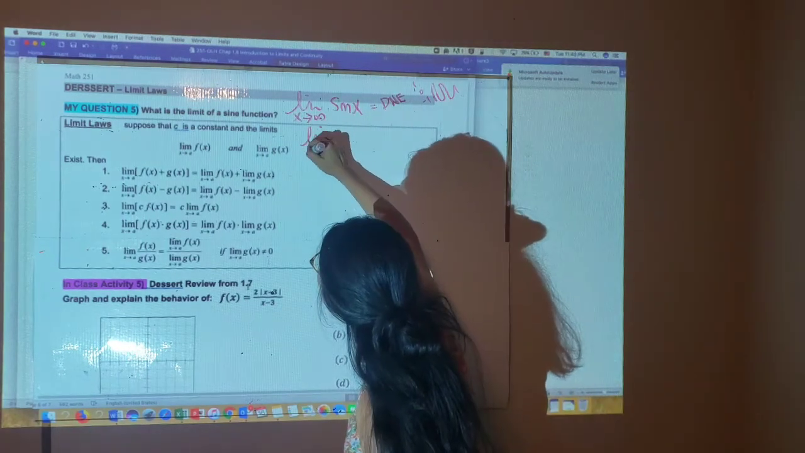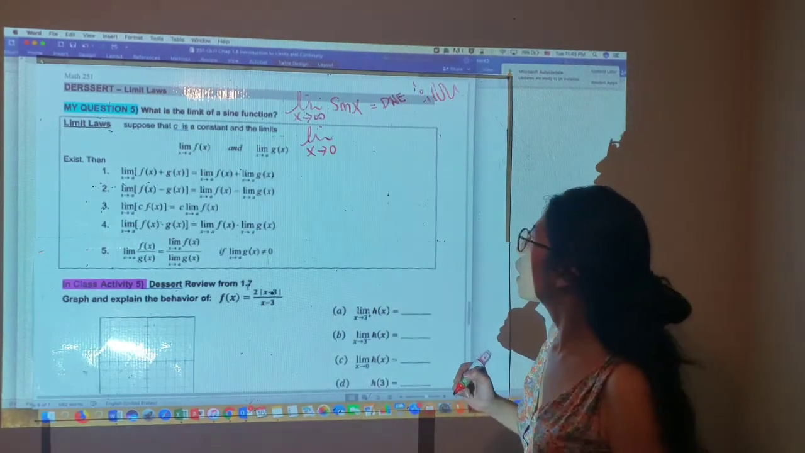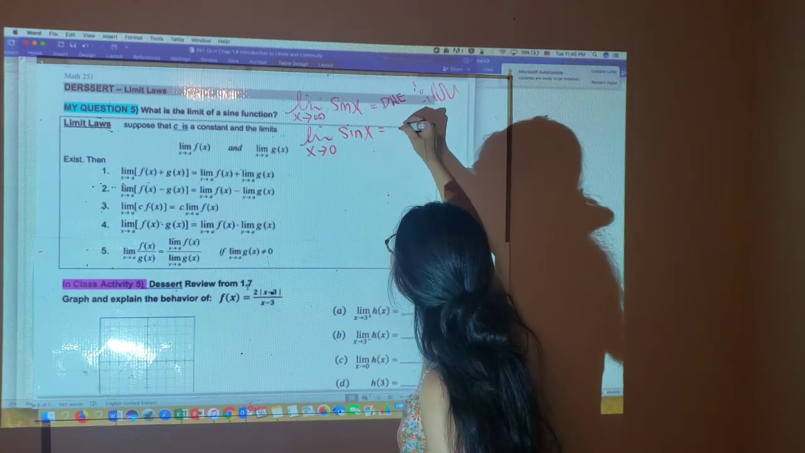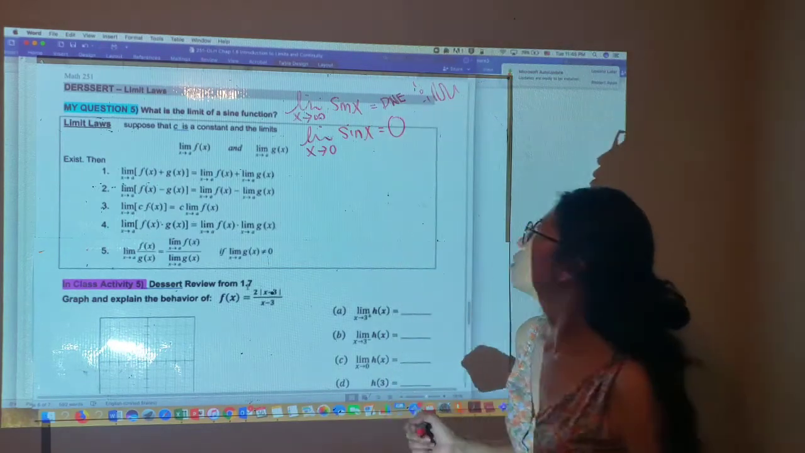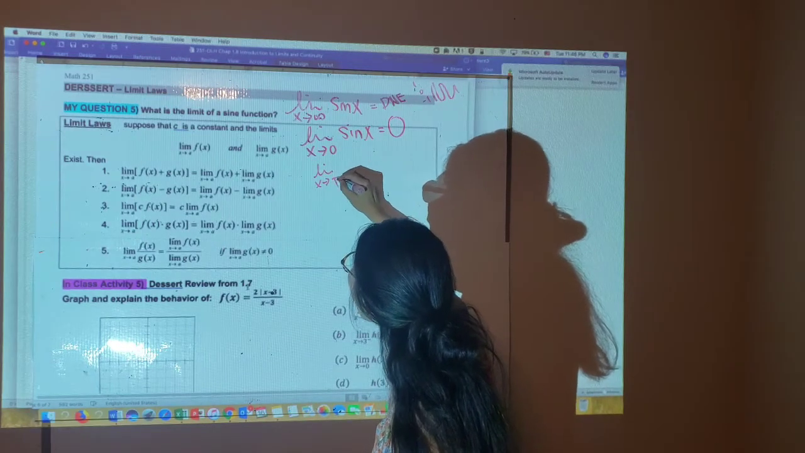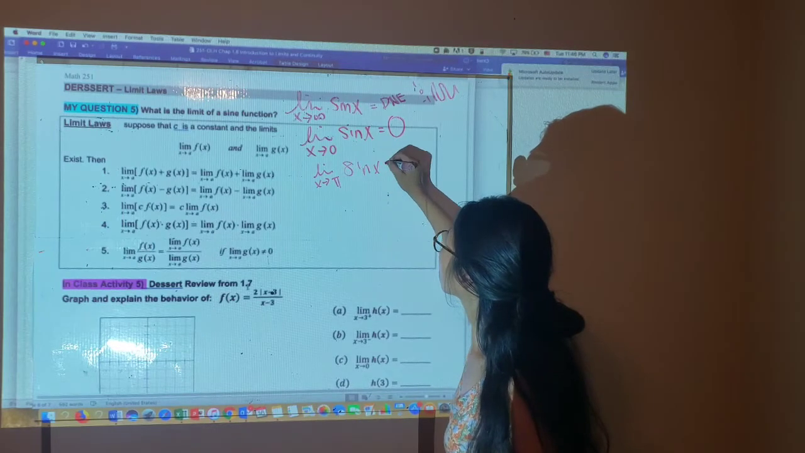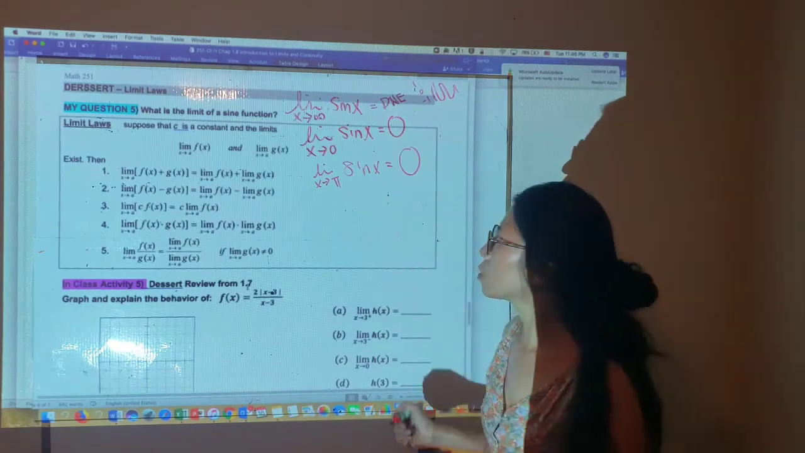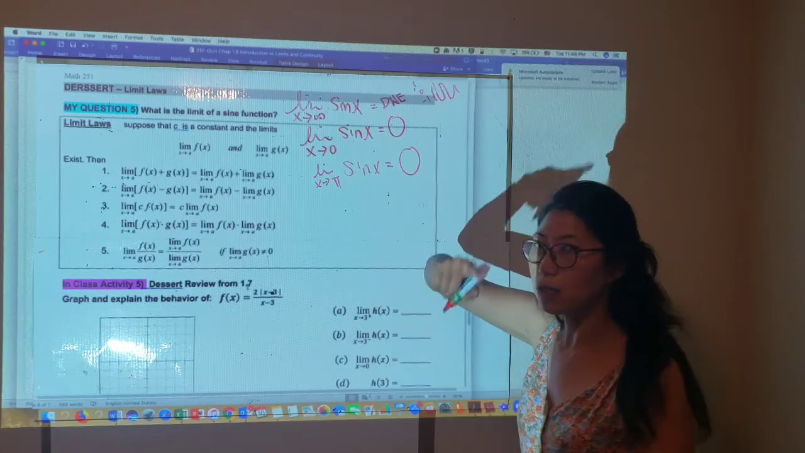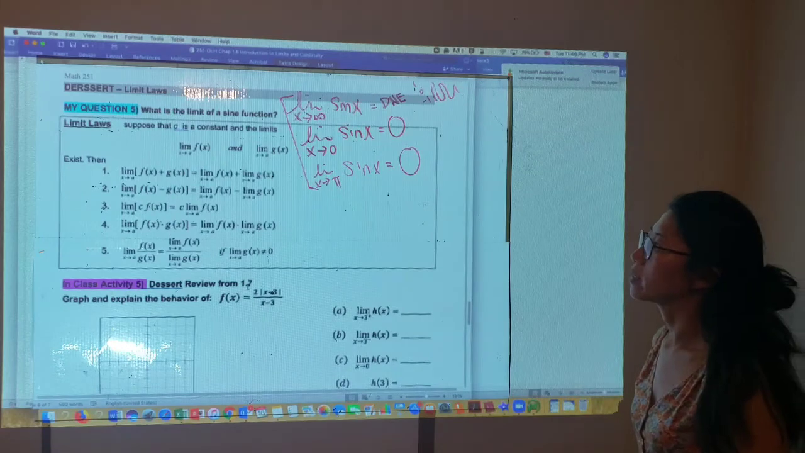But what if I have sine as x goes to 0? Do I have a limit at that time? This one, yes, we will have 0 as the answer. How about if x goes to pi, what would that be? Also, that is going to be 0, because within the domain, the sine function is continuous. So don't forget this concept of the sine function.